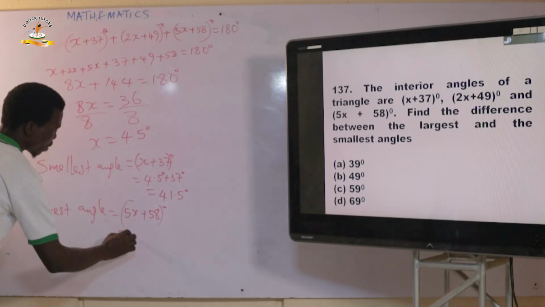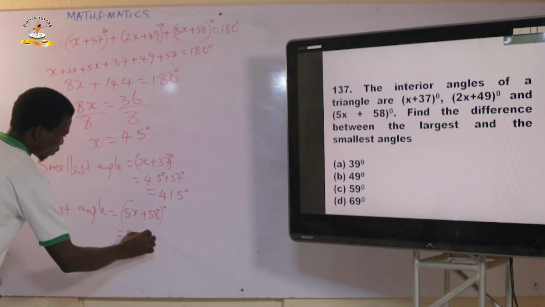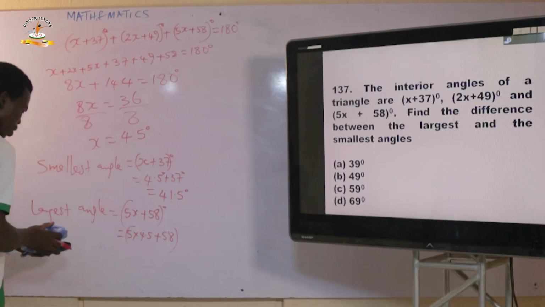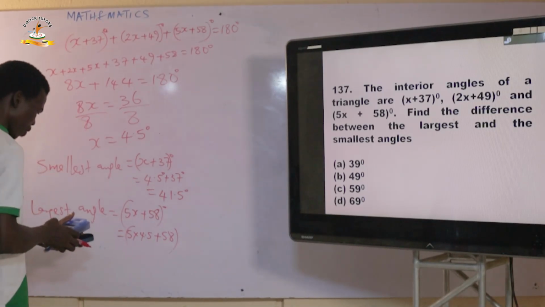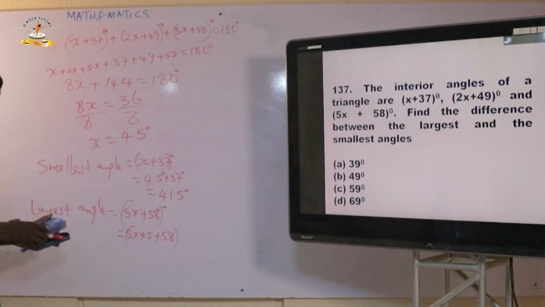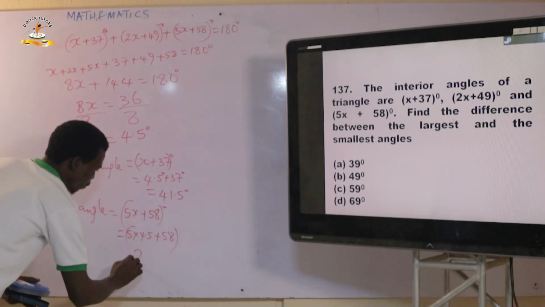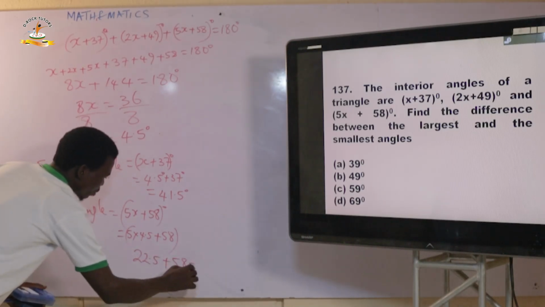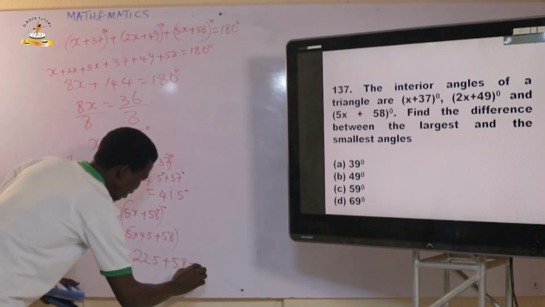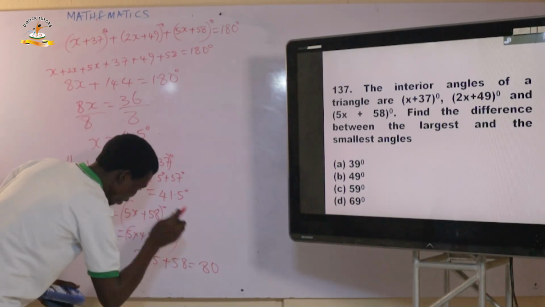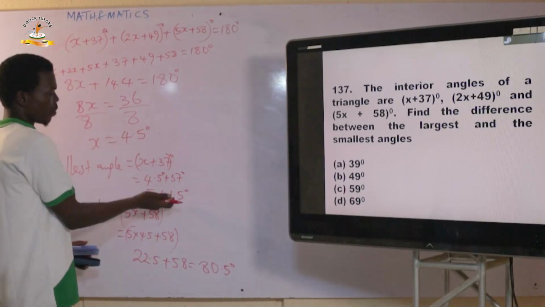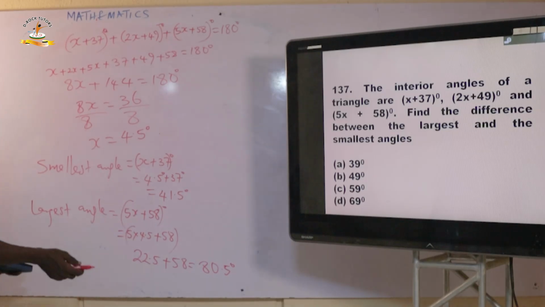So that is simply 5 multiplied by 4.5 plus 58. This is simply 22.5, I believe. 4.5 times 5, yeah, 22.5 plus 58, and the total of this is going to be 80.5 degrees. So the difference between 80.5 and 41.5 is going to give my answer.